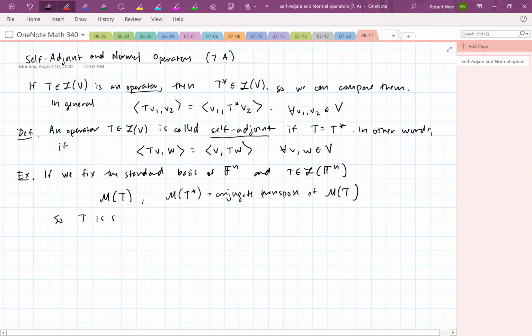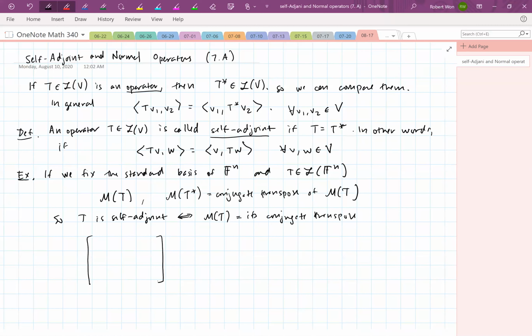So T is self-adjoint if and only if the matrix of T is equal to its conjugate transpose. So we can quickly write down some examples. If I want this matrix to be equal to its conjugate transpose, then along the diagonal I need to take real numbers. Because if I put anything imaginary here and took the conjugate transpose, I'd get a negative i when I conjugated it. So definitely the diagonal needs to be actual real numbers, even if we're working over C.